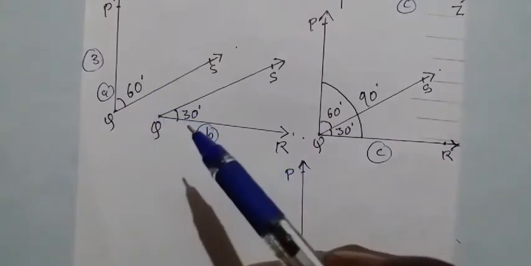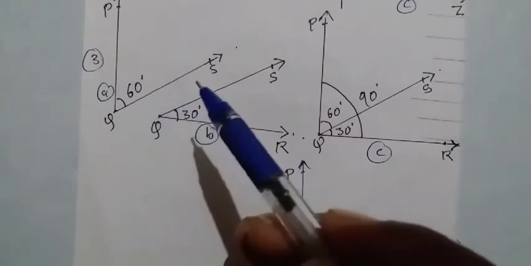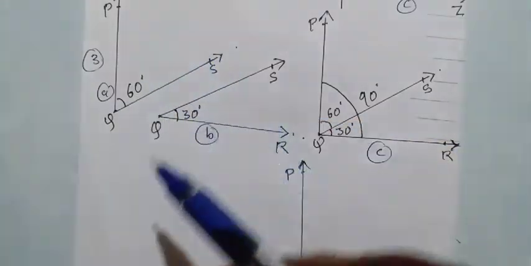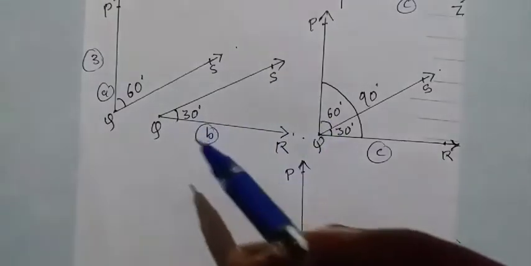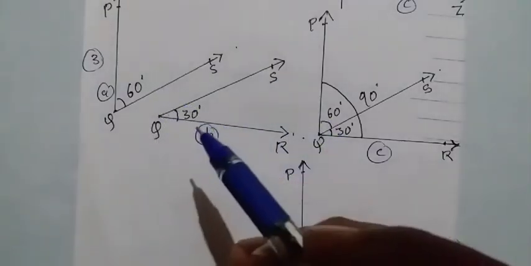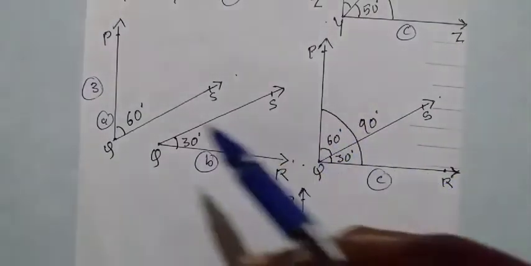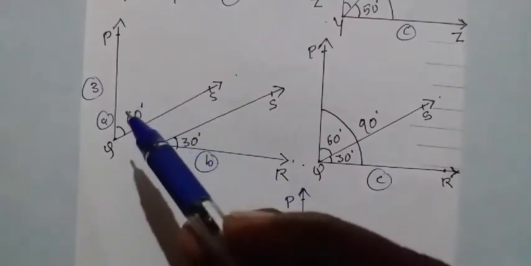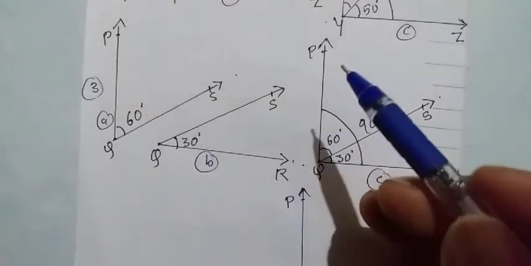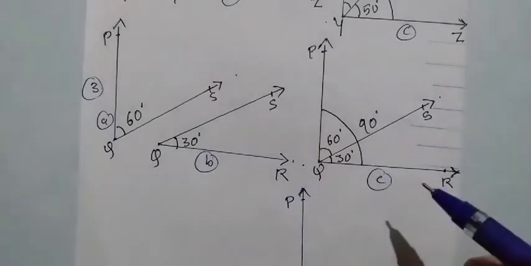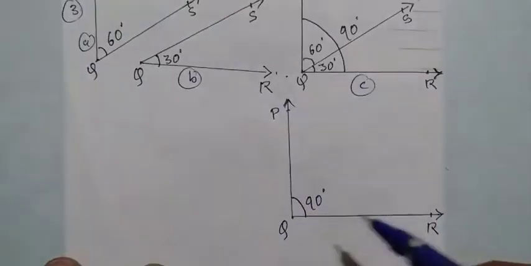By joining these two angles such that the ray QS of angle PQS coincides with the ray QS of angle SQR, when we join these two angles in this manner, we get angle PQR. Take the sum of these two angles, 60 degrees plus 30 degrees. The sum of these two angles is 90 degrees. Now it is the angle PQR. Its measure is now 90 degrees. So this is the angle PQR.